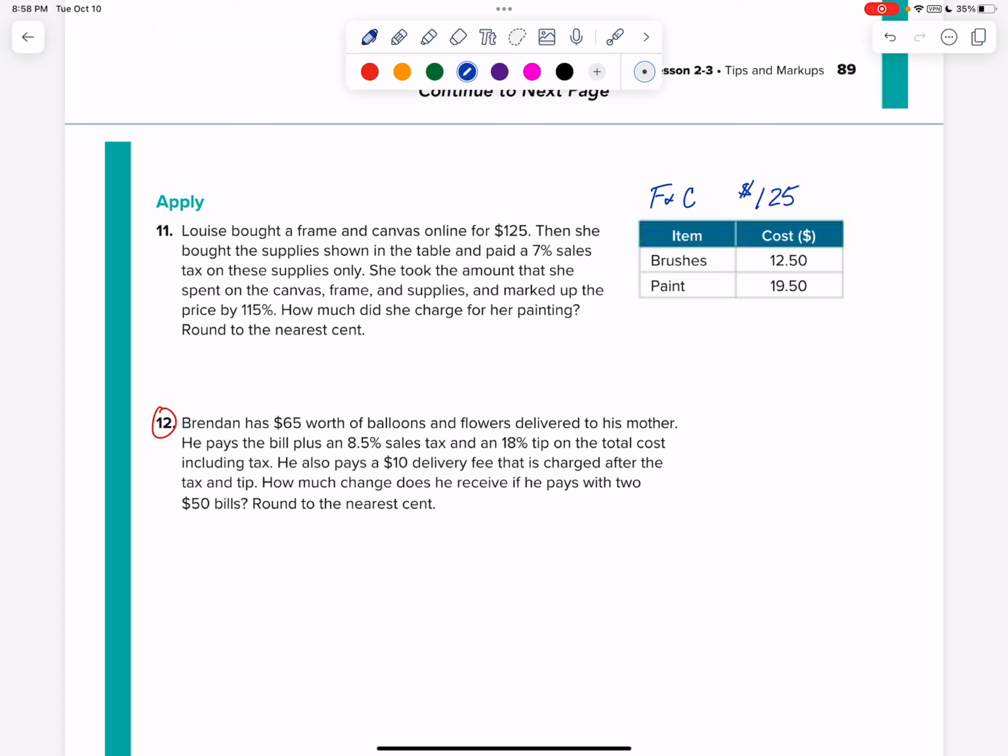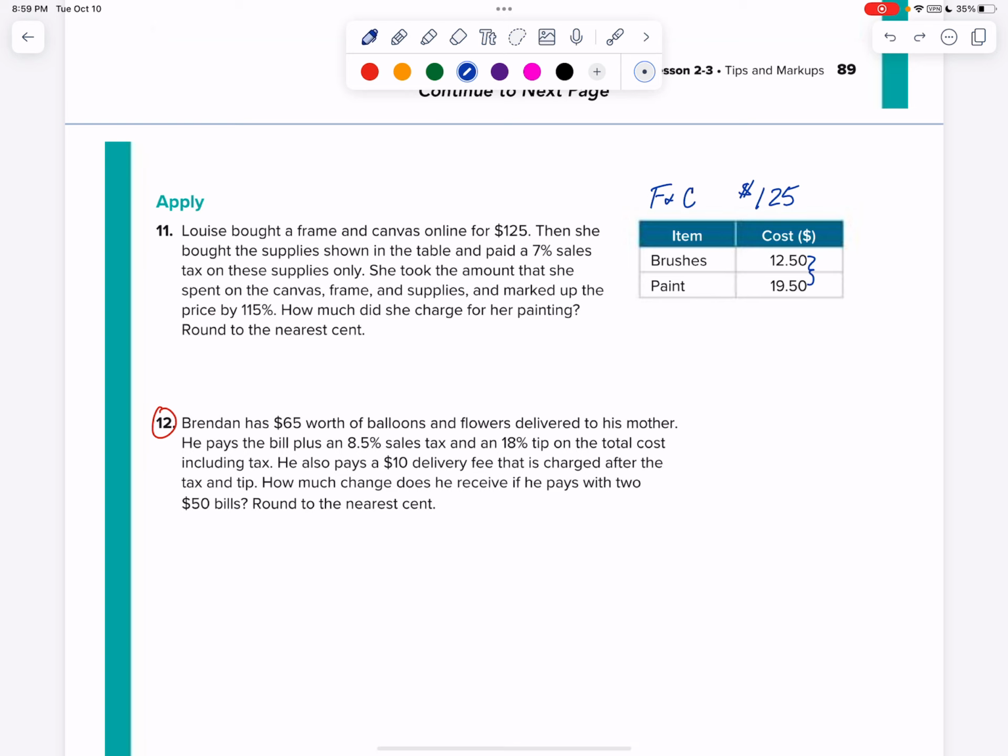And even for me as an adult, I have to slow down and think about it because I don't want to make a mistake, right? All right. So she bought the supplies shown in the table and paid a 7% sales tax on these supplies, okay? So really, this isn't the price that she spent. She spent that and 7% more because of the tax. Okay, so let's figure out what the tax is on these.